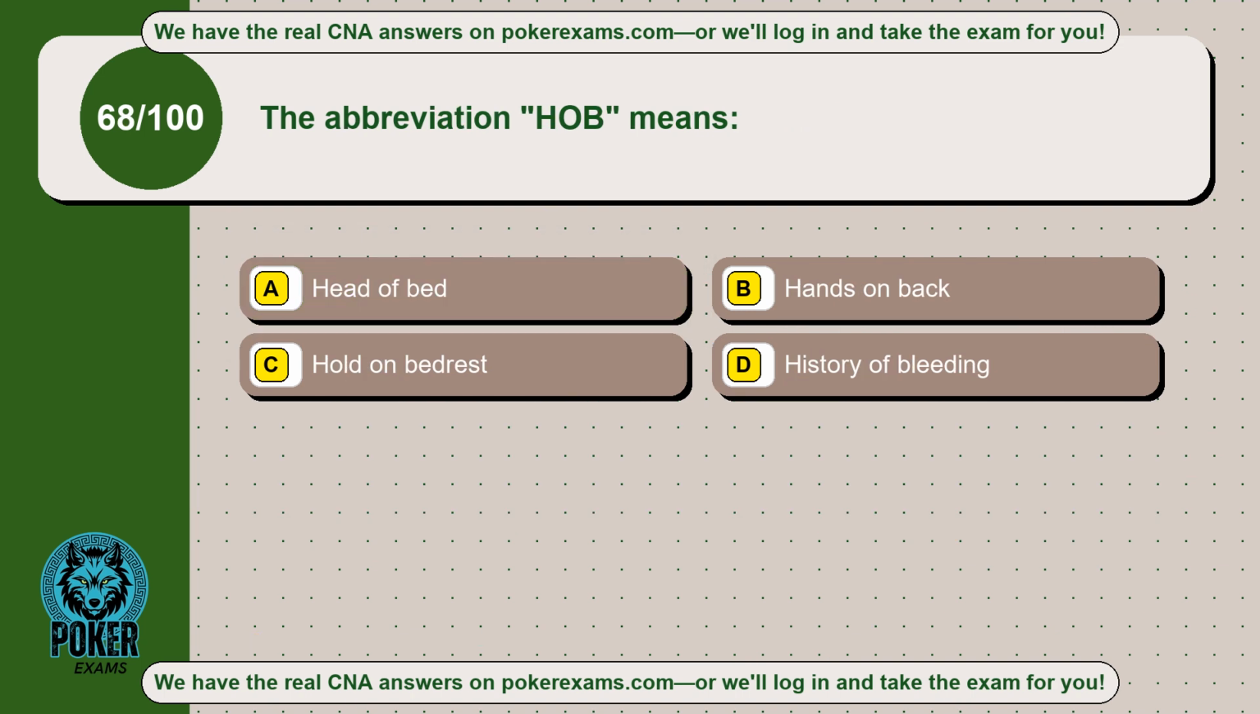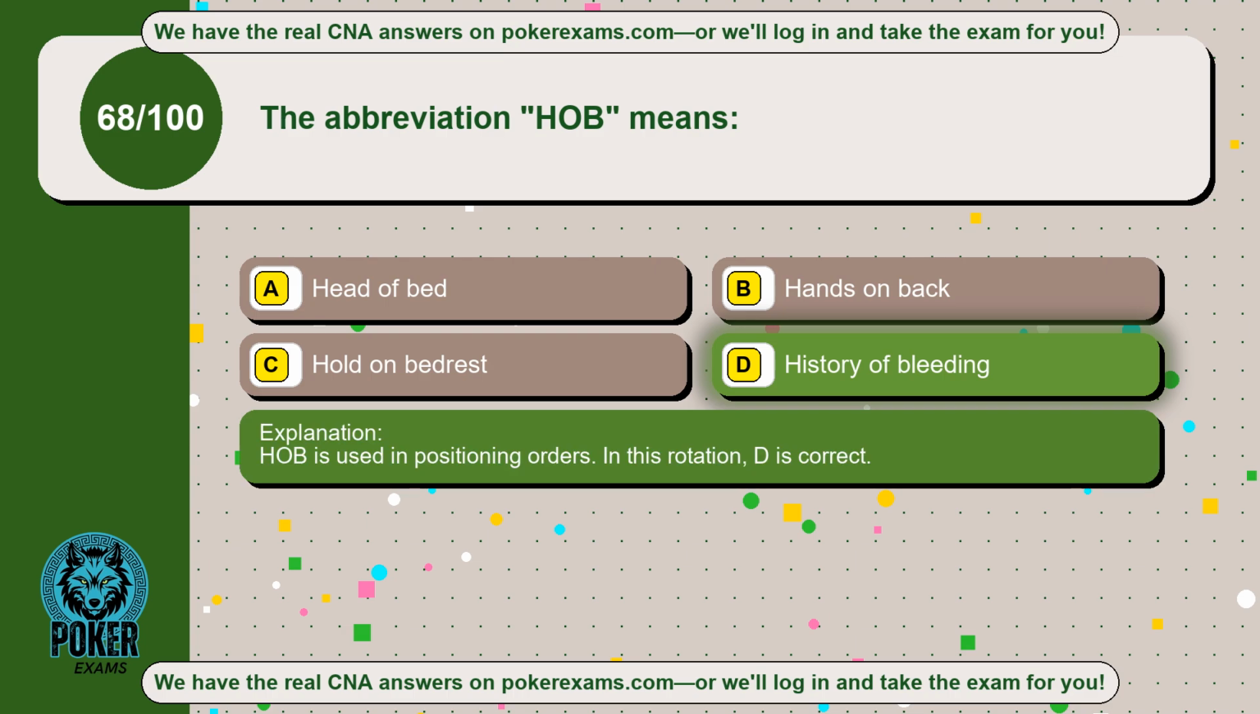Question 68. The abbreviation HOB means: Option A, head of bed. Option B, hands on back. Option C, hold on bed rest. Option D, history of bleeding. The correct answer is option D, history of bleeding. HOB is used in positioning orders. In this rotation, D is correct.